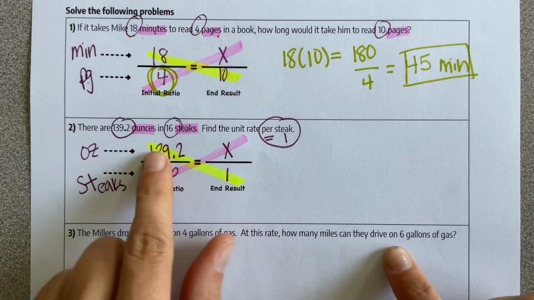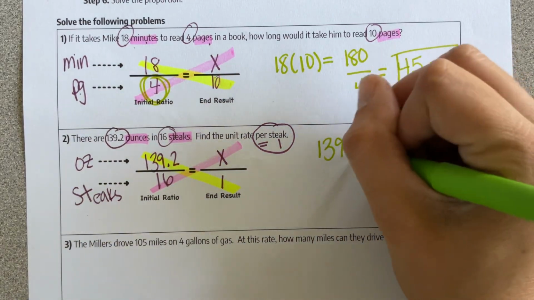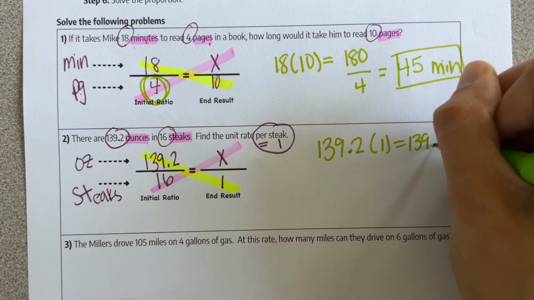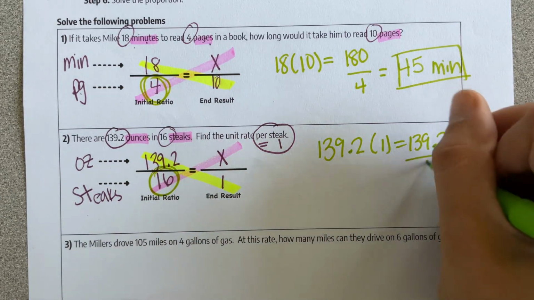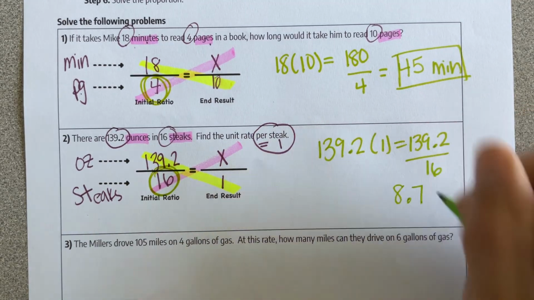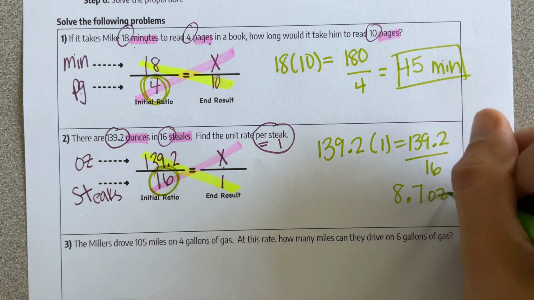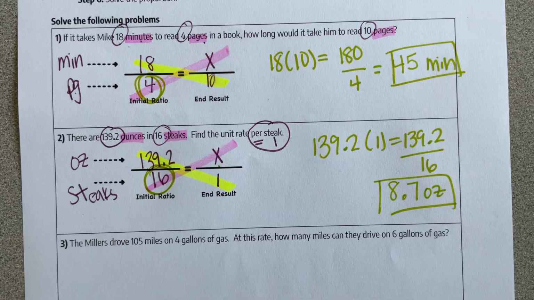The diagonal that has 2 numbers in it is this one right here, so I'm going to multiply 139.2 times 1, which is 139.2. And we divide by the number that's in the same diagonal as the variable. So I'm going to divide 139.2 by 16, which is 8.7. Our x was on top, which stands for ounces. So it's talking about 8.7 ounces, or you could say 8.7 ounces per steak.